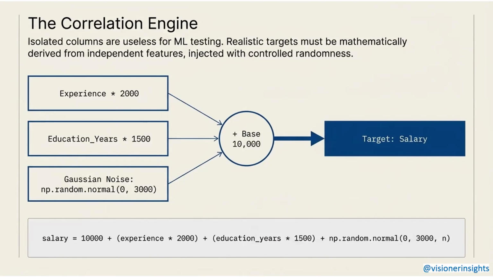Look, isolated random columns of data are basically useless for serious machine learning. A realistic data set has to have internal logic, right? Relationships between the columns. So what we do is we create a correlation engine using some simple math and NumPy. A person's salary isn't just a random number. It's usually derived from things like their years of experience and their education, plus a little bit of randomness, a bit of noise. By defining these formulas, we are literally building that internal logic into our data.